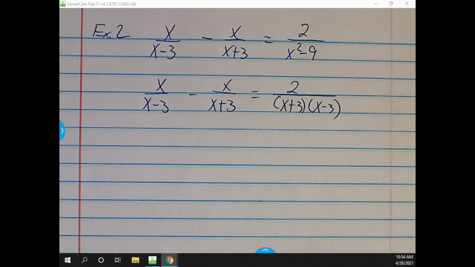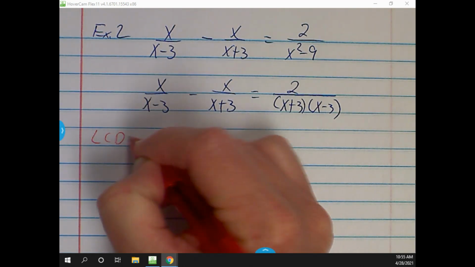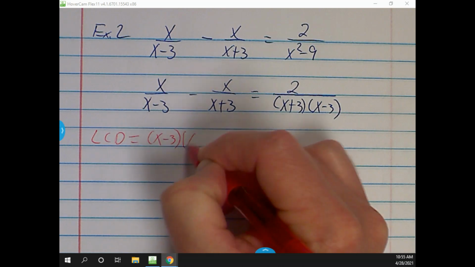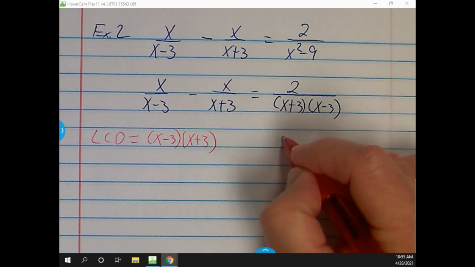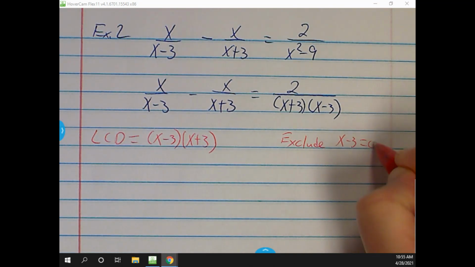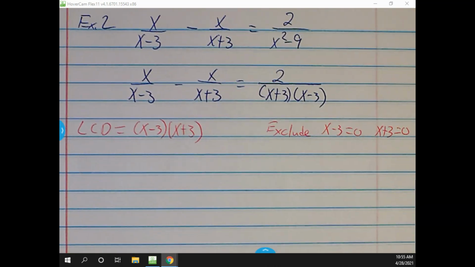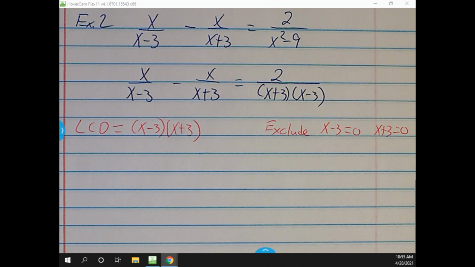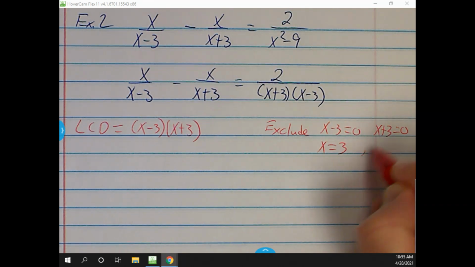All right, and for the least common denominator, basically just tell me everything that shows up in the denominator. There's an x minus 3, and there's an x plus 3. So that would be your least common denominator, x minus 3 and x plus 3. Okay, and whatever that least common denominator is, that's what you have to exclude. So we're going to exclude x minus 3 equals 0 and x plus 3 equals 0. Solving that one, that's 3. Solving that one would be negative 3.